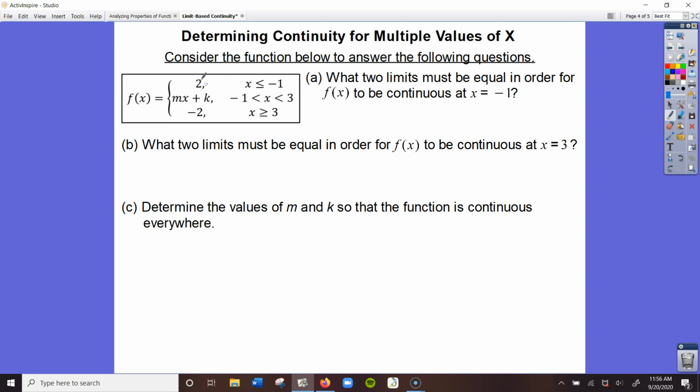Now I say -1 because when we look at our inequalities here, we see that there could be a possible break of discontinuity when x is negative 1, as well as when x is equal to 3, which is what we're going to do afterwards. So here we go. In order for us to determine when the limits are equal for when x is equal to negative 1, we would state, just as always, for a limit to exist, that means that the limit from the left must equal the limit from the right.